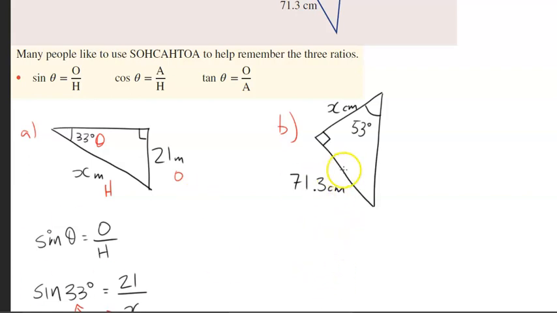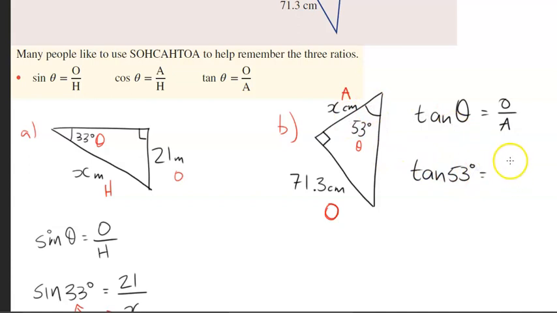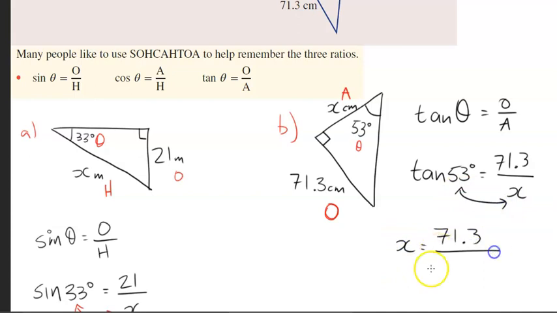All right, drawing a triangle. That's our theta. What sides have been given? The hypotenuse has not been given, so I know there is the opposite, which is opposite the angle, and the adjacent. O and A uses tan, so tan theta is O over A, or in other words, tan of 53 degrees is equal to 71.3 over x, which is what we don't know. Do swap when x is on the bottom. X is 71.3 over tan 53 degrees.